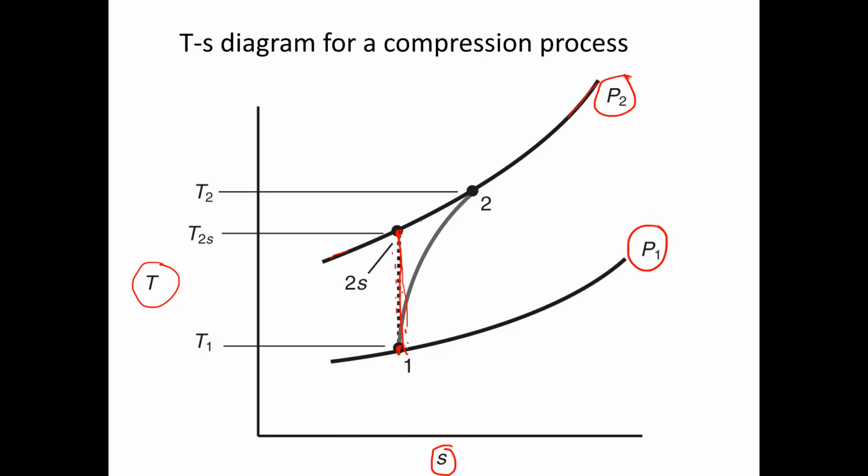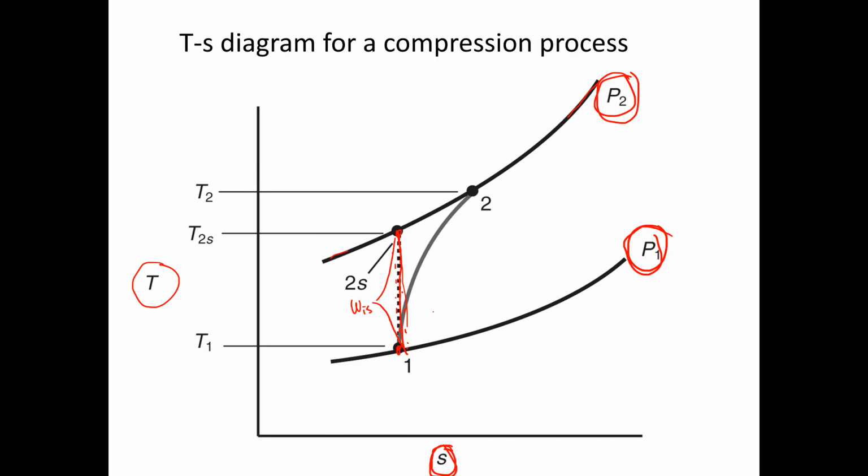These two lines represent what constant pressure looks like on a TS diagram. This is the pressure entering the compressor, and this is the pressure exiting the compressor. From state 1 to state 2, you can see it's an isentropic process, constant entropy. This is what we would call the isentropic work, the amount of work between the state going in and out of the isentropic process.